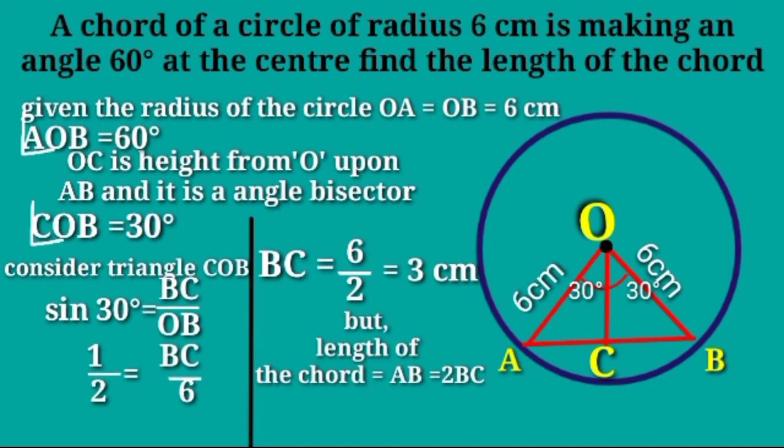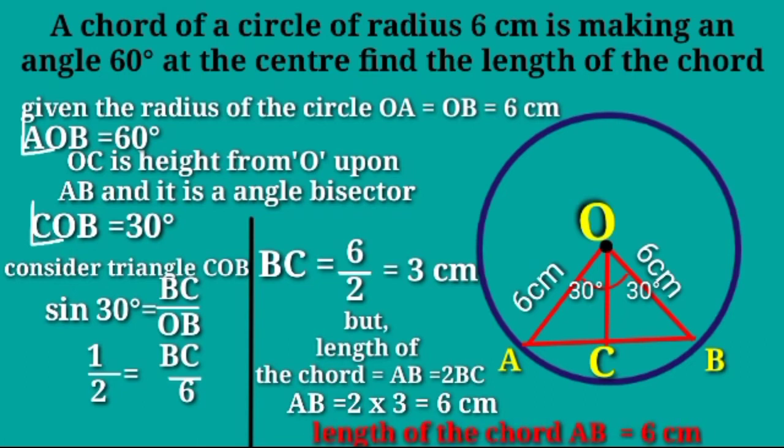But length of the chord AB is equal to 2 BC. BC is 3, so 2 into 3, that's equal to 6 centimeters. Therefore, length of the chord equal to 6 centimeters.